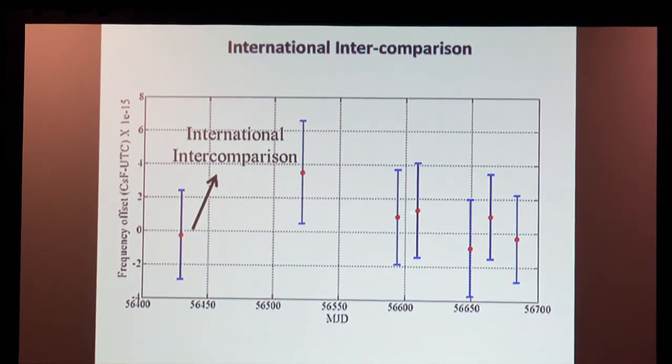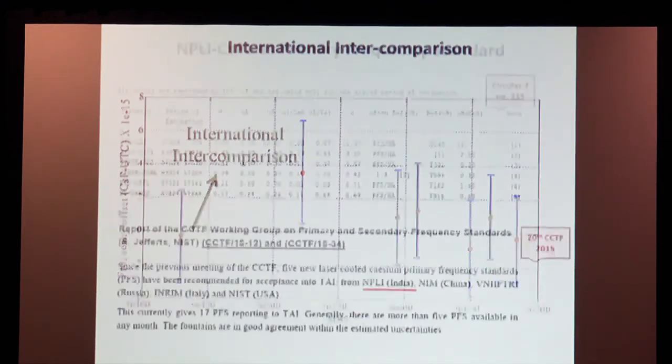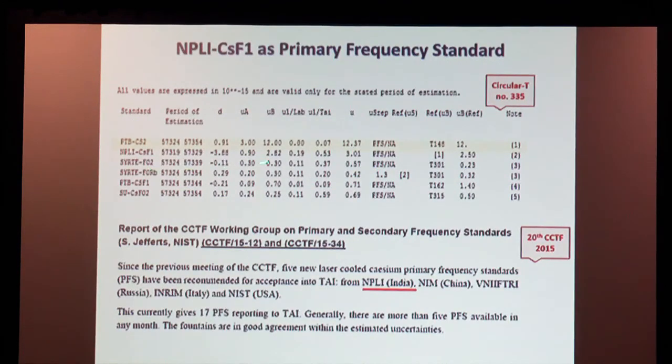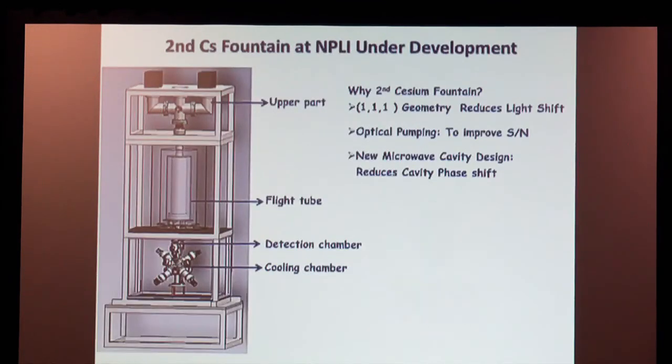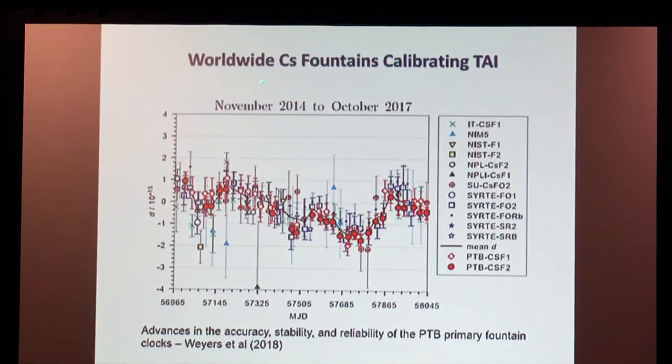Subsequently, we have made a number of PIPM evaluations, and these are the results that are shown. And these results are usually published in the so-called PIPM circular T. And finally, worldwide cesium fountains results calibrating TAI, the International Atomic Time. There are over a dozen fountains worldwide, including ours, that contribute to calibrating the International Atomic Time.